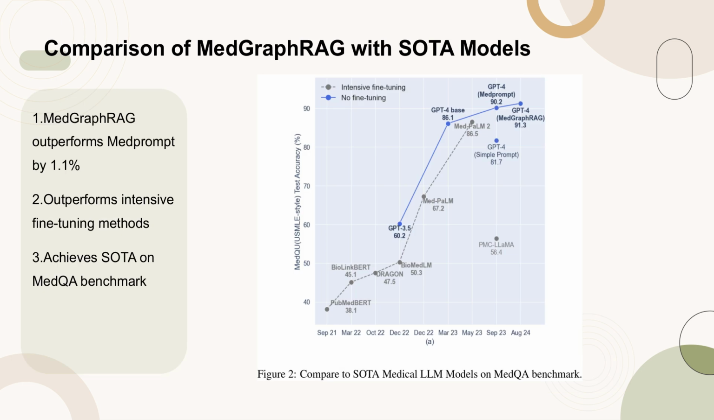Figure 2 compares the performance of MedGraphRAG with state-of-the-art, SOTA, medical language models on the MedQA benchmark. The results indicate that MedGraphRAG, when applied to GPT-4, surpasses the previous SOTA model, MedPrompt, by a significant margin of 1.1%. This performance improvement is notable as it demonstrates MedGraphRAG's effectiveness over models that have undergone intensive fine-tuning. The figure highlights MedGraphRAG's achievement of the SOTA on the MedQA benchmark, emphasizing its superior performance stemming from leveraging the robust capabilities of GPT-4 without the need for costly fine-tuning.